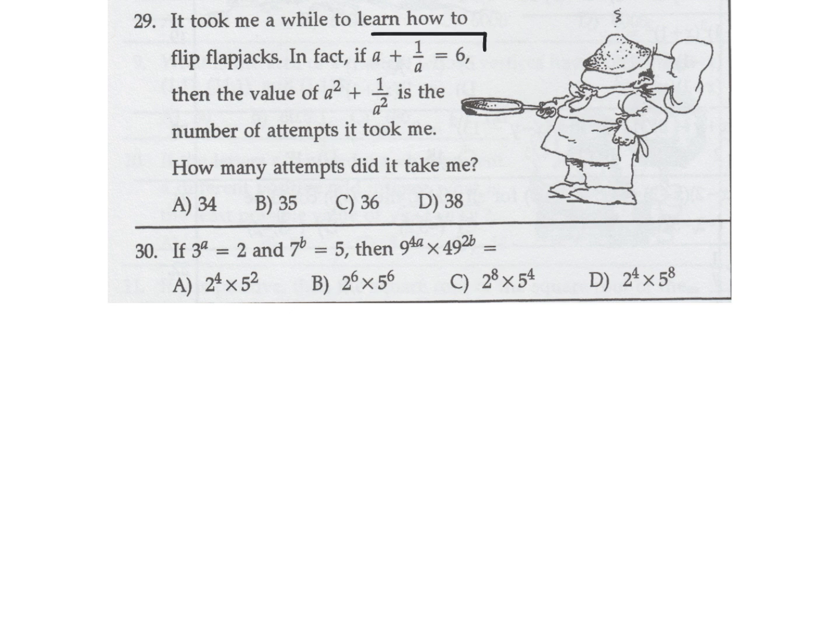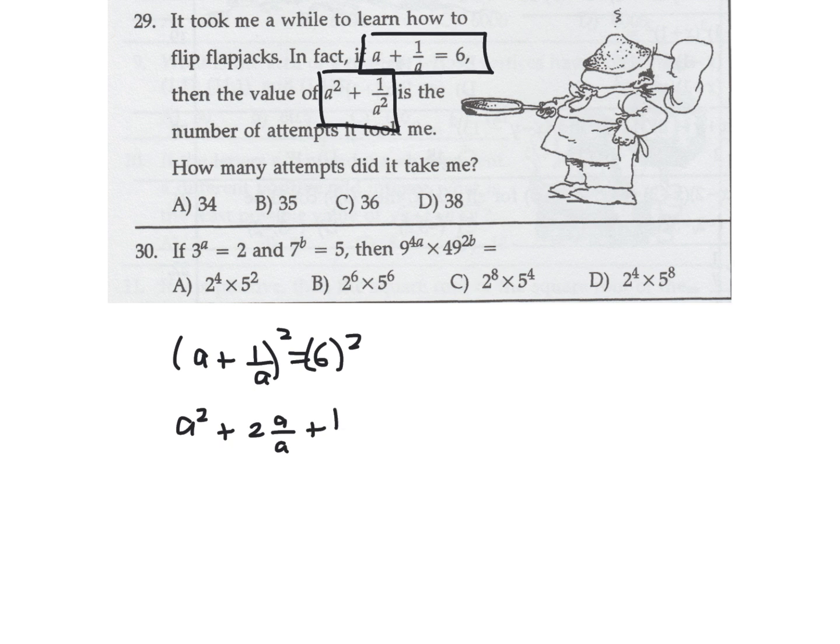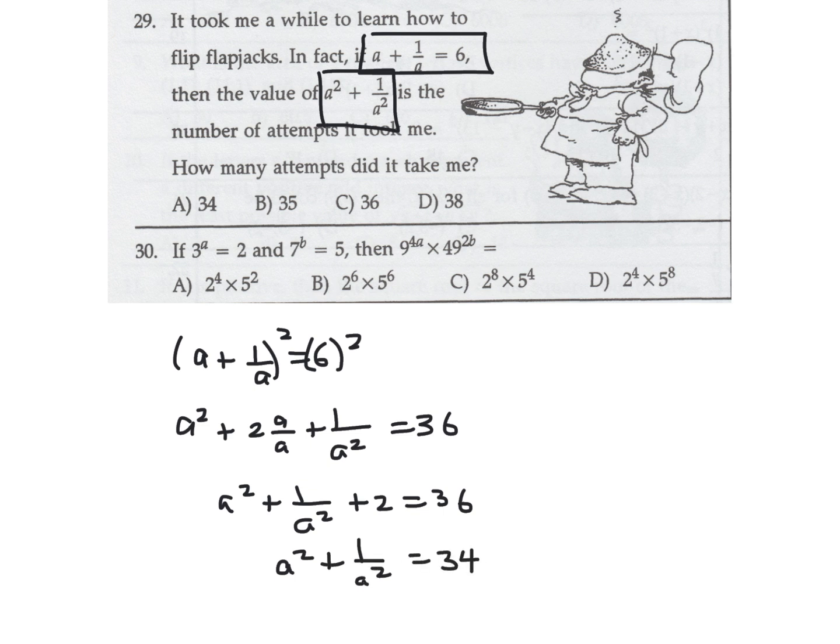All right, so we obviously have to work with this guy. A plus 1 over a is 6. If I square both sides, because I'm trying to make it look like this guy here, I get a squared plus 2a over a plus 1 over a squared is equal to 36. So I get a squared plus 1 over a squared plus 2 is equal to 36. And therefore, a squared plus 1 over a squared is 34. Okay, so that didn't take so long.